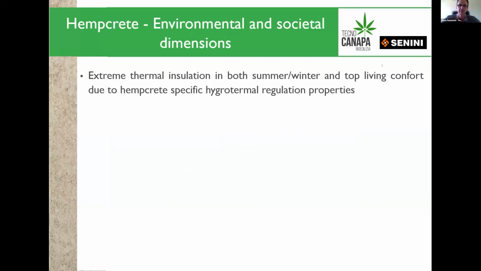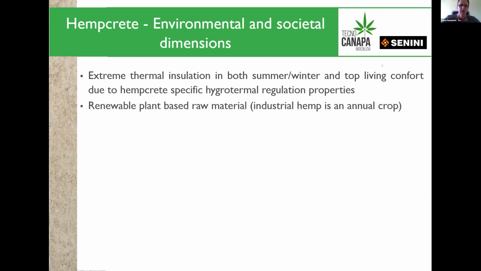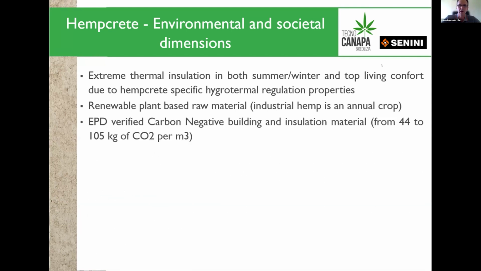So when we look at the environmental dimension, as I just said, there is an extreme performance of hempcrete in terms of thermal insulation in both summer and winter, which provides top living comfort thanks to the hygrothermal regulation. There are no current conventional materials that can provide the very same performance. It's based on the hemp chives, the wooden core of the hemp plant, so it's a totally renewable raw material. You can grow it and source it every year from the soil. So it's a very interesting concept, which really helps in making hempcrete carbon negative.